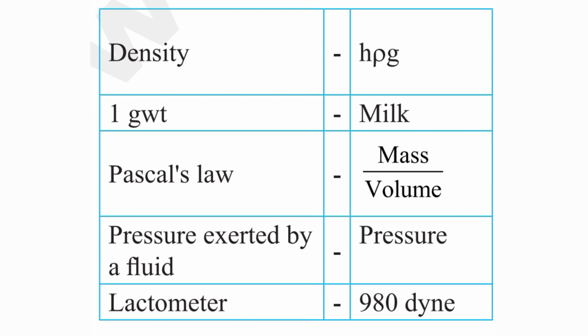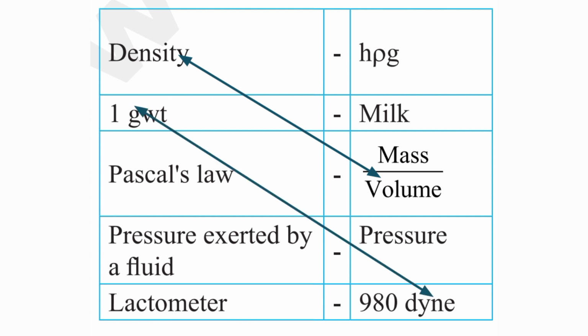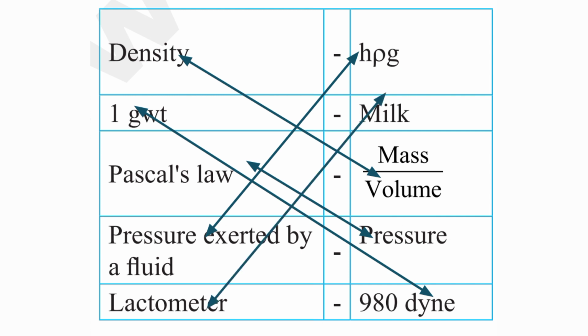Let us see the answer. Density, mass by volume. 1 gram weight, 980 dyne. Pascal's law, pressure. Fourth one, pressure exerted by a liquid, H rho G. Lactometer, milk.